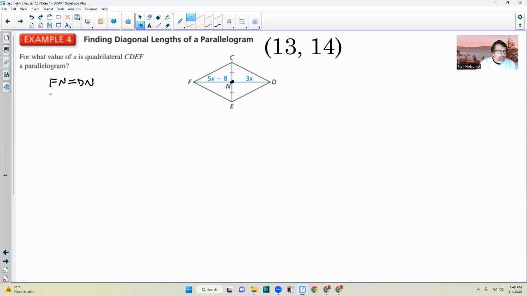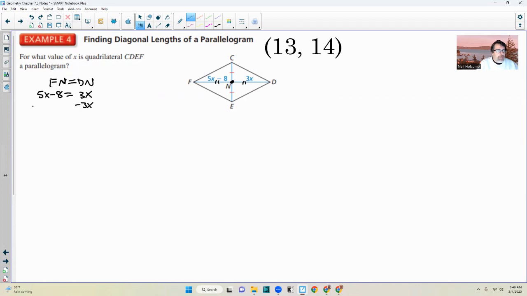So there's our formula. If this is a parallelogram, then those two pieces must be congruent. So FN equals DN is my setup of my formula, and then I substitute the givens. FN is 5x minus 8, and that has to equal 3x.